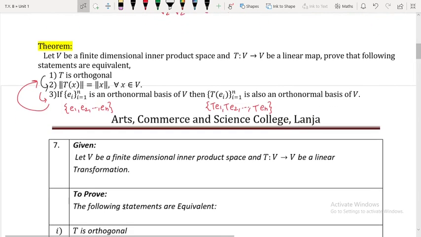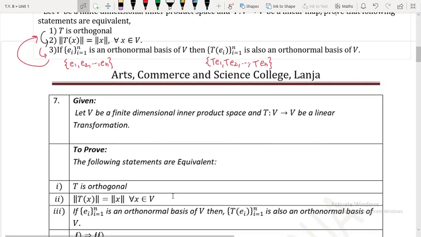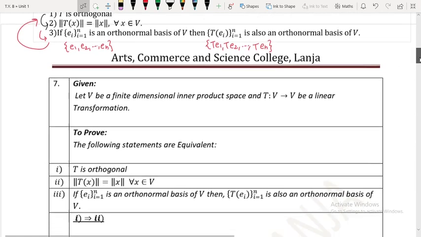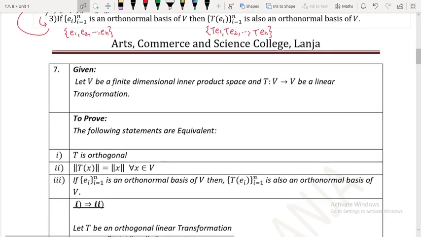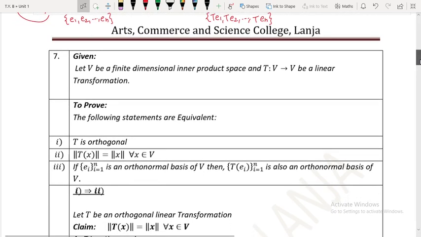So I will show, given things are written, we have to prove that all three statements are equivalent. Now here our proof starts. 1 implies 2. So I will say let T be an orthogonal linear transformation. I have told you orthogonal and orthogonal linear transformation are one and the same, and our claim is norm of T of x is equal to norm of x for all x belonging to V.